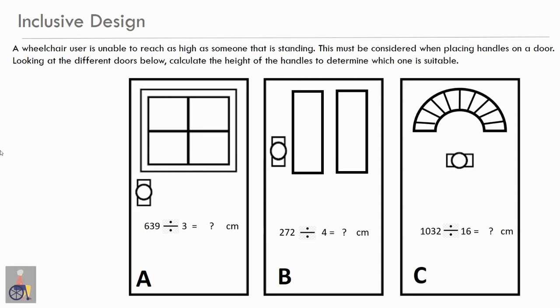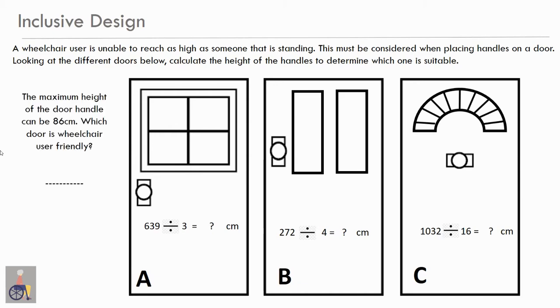Now, we've got a little numeracy task here. A wheelchair user is unable to reach as high as someone that is standing. This must be considered when placing handles on a door. Looking at the different doors below, calculate the height of the handles to determine which one is suitable. What we need to know is that the maximum height a door handle can be for a wheelchair user is 86 centimeters off the ground. Looking at these three division sums, I'd like you to work out which one of the handle heights is suitable for our wheelchair user.